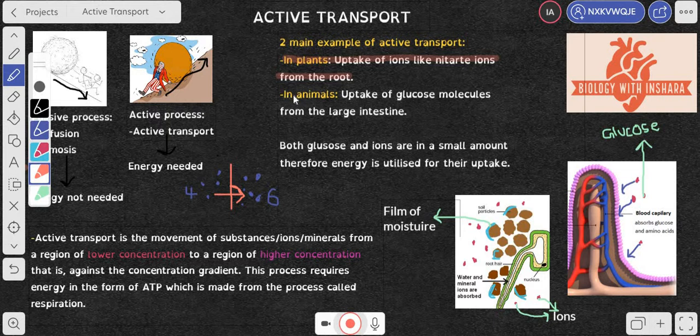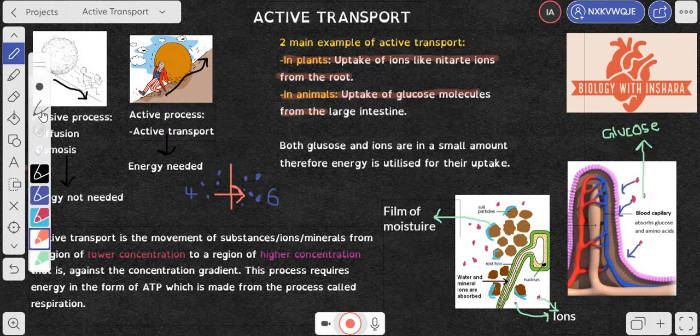And in animals, the uptake of glucose molecules from the, well, this is a mistake, it's basically the small intestine, that is my mistake. Okay, let me just cut that out for you.